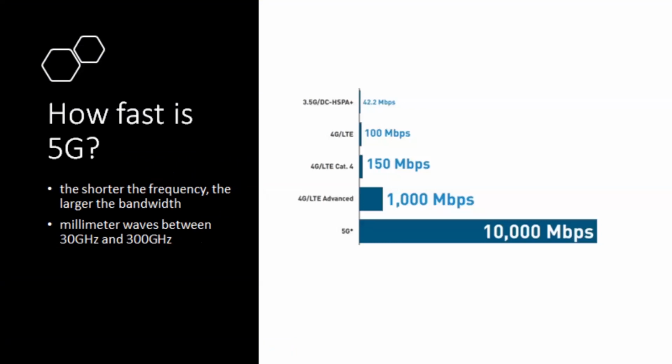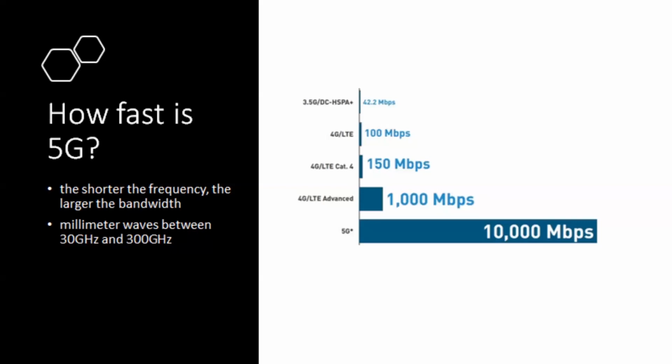You can see a graph here, right? Here you can see the different generations: 3G, then 4G LTE, 4G LTE CAT, 4G LTE Advanced, and 5G. You can see the range increasing: 42.2 Mbps to 100 Mbps, 150 Mbps, 1000, and then 10,000.